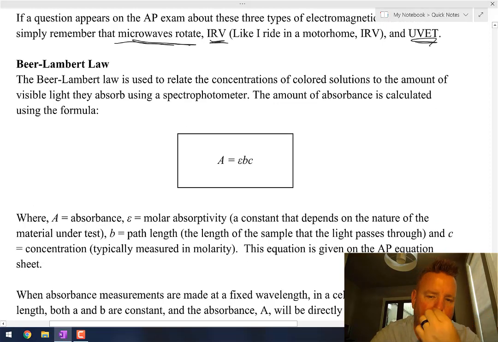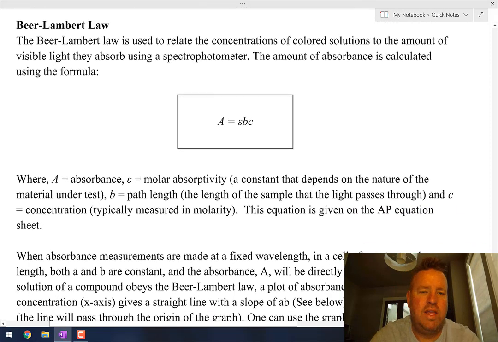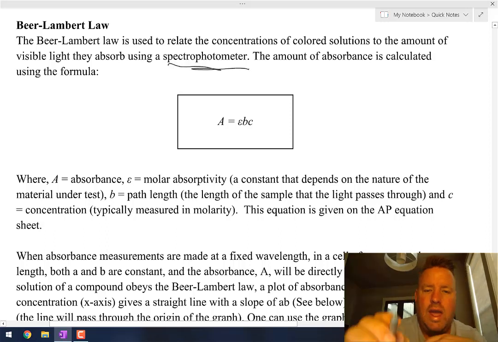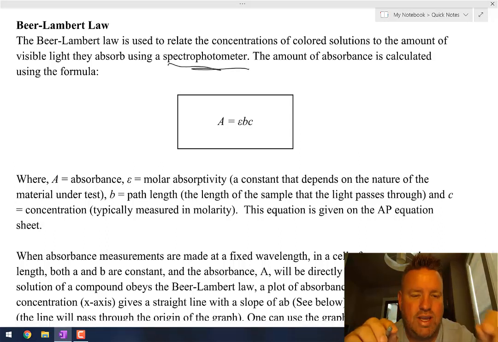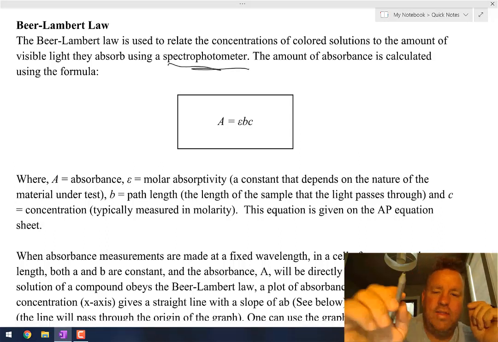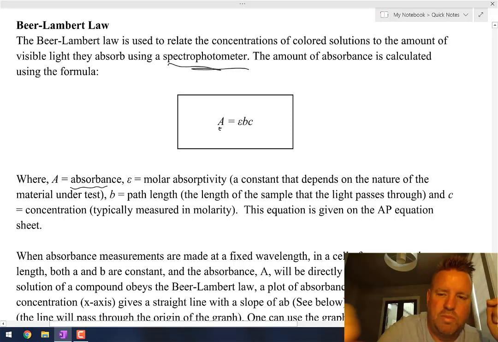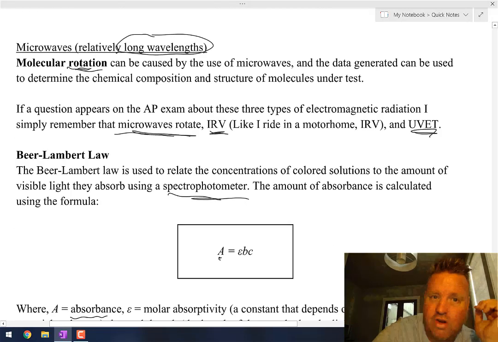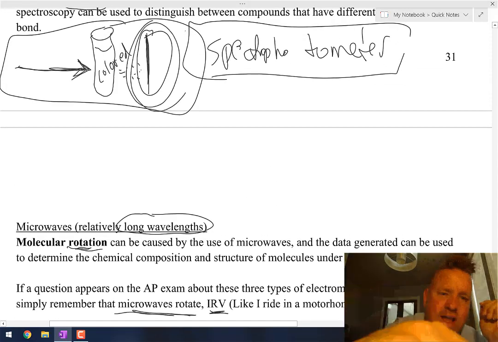Now, this is a very, very important law that deals with, again, a spectrophotometer. This is an equation that is given on the equation sheet. If you look on your equation sheet, it is on there. The equation stands for capital A, which is the absorbance. So remember that drawing I had earlier. How much of that light gets absorbed down here?